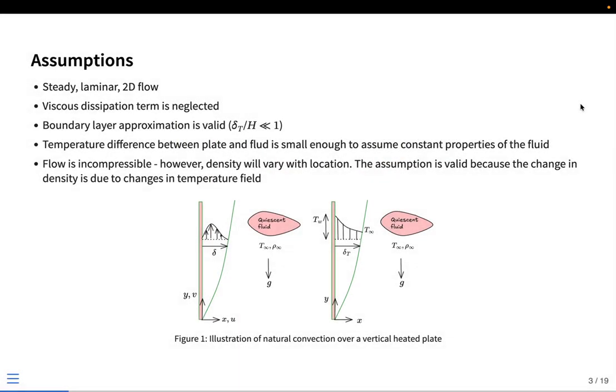These assumptions are used in the next step, where we use the integral method, very similar to the one that we developed for forced convection flows. Basically, we'll assume a steady laminar 2D flow. The viscous dissipation term is neglected because the velocities we are considering are very low, the Mach numbers are very low, and we are in the region very close to the wall, so the boundary layer assumption is still valid. The temperature difference is not so high, so you can still assume the properties to be constant, but the momentum term has the density differential, which will be the driving force causing the entire flow to happen.